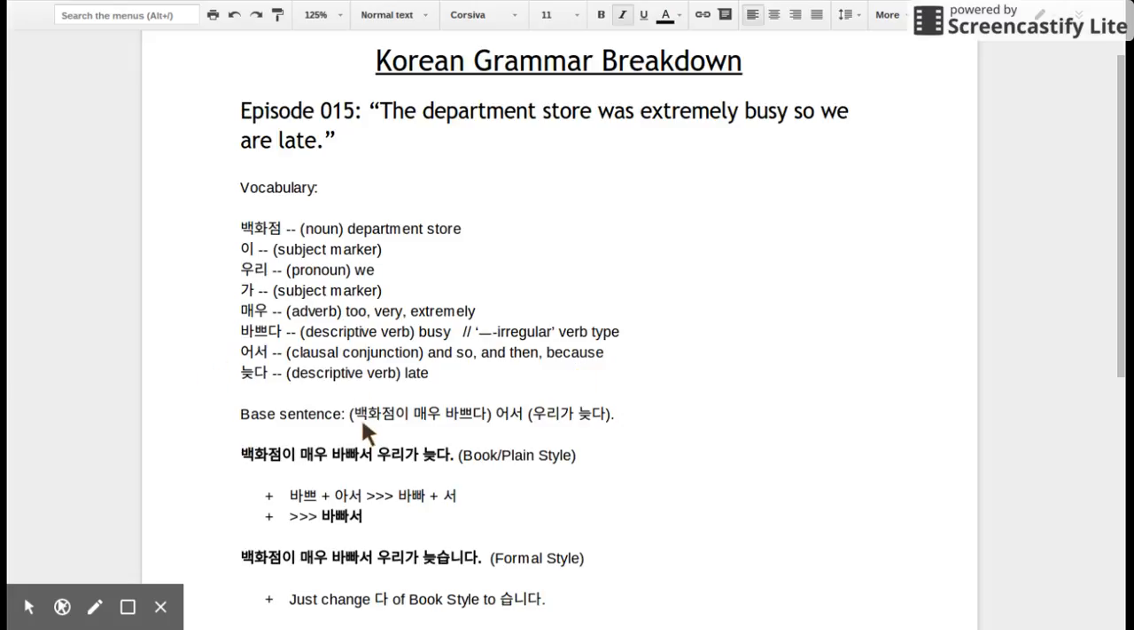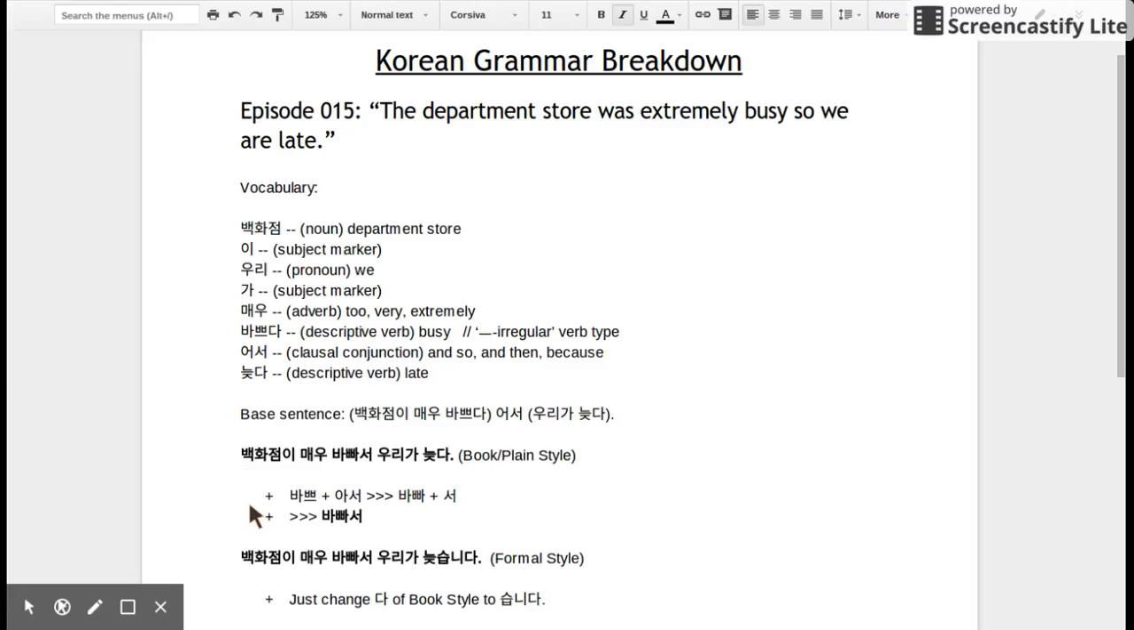Now, we're forming two separate clauses and connecting them here, okay? And I'm using the subject marker on the subjects of both clauses. Really, in my opinion, the most important use of subject markers is in this kind of situation, or at least the most common. Baekwajam i mei-u babada, and then you're connecting that with asa, and then uri ga nutda. Department store, extremely busy. We're late, okay?